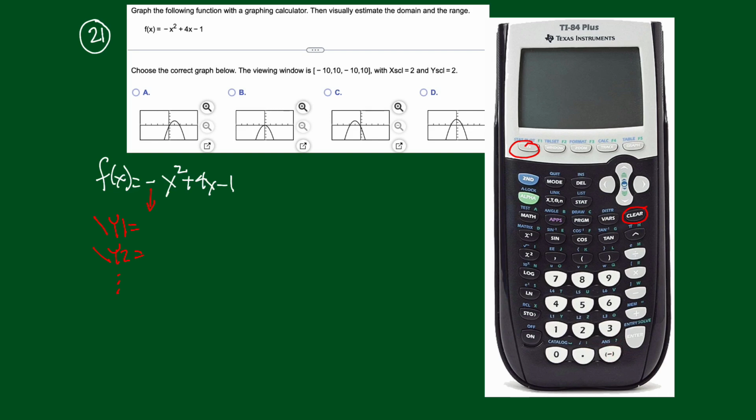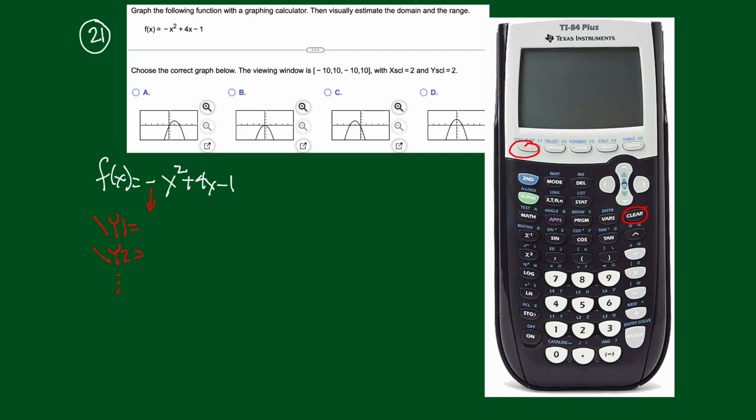So let's just type that one. So negative. And now x. So where's the x? The x is right here. So press the x key. So we'll press x. And then over here, I think the easiest way to do it is to press this key right here, x squared. All right, so just press the x squared key.